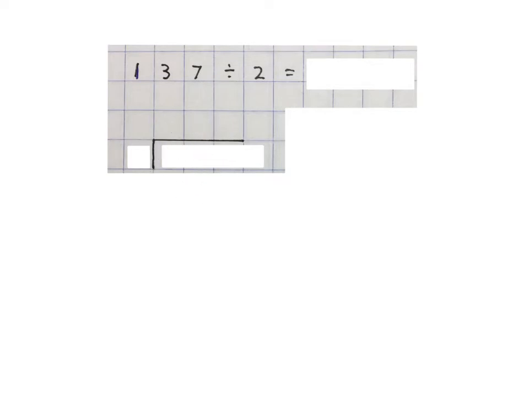I advise you to use quad paper, especially in the beginning when you are busy learning how to use long division. You put your divisor outside and your dividend inside. Forget those big words. You're going to divide the 2 into the 137. You want to know how many 2s are inside 137.